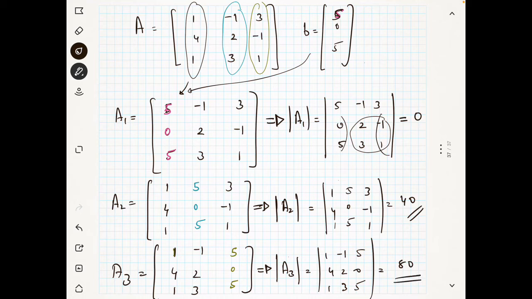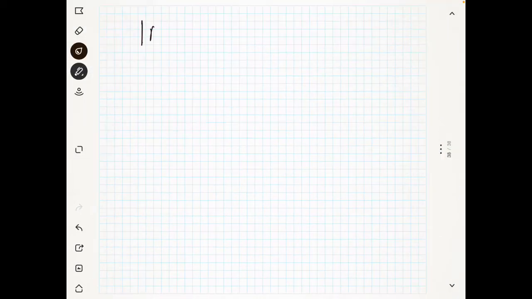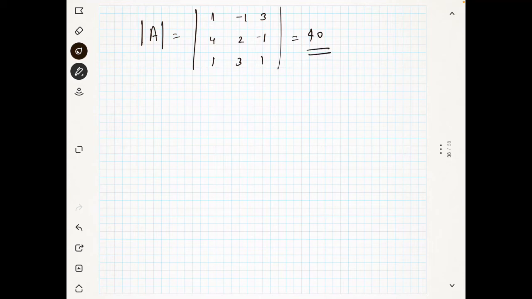We have already discussed how to find the determinant. Now, what is determinant of A? Determinant of A is determinant of 1, minus 1, 3, that we have already seen, 1, 3, 1, which is equal to 40. Now you got these answers. Now you can find x1, x2 and x3.